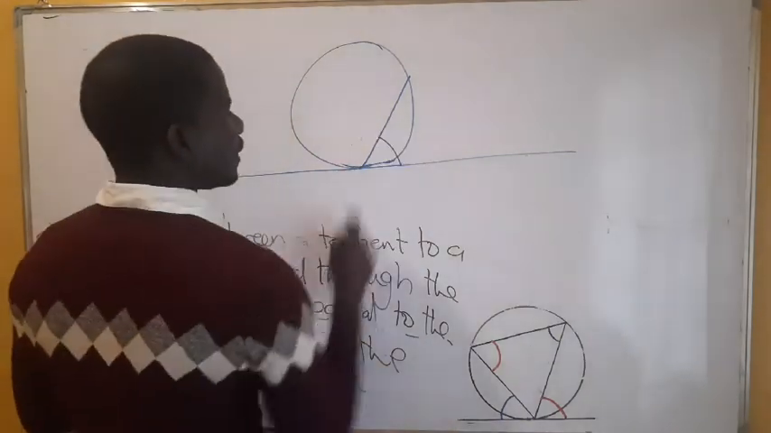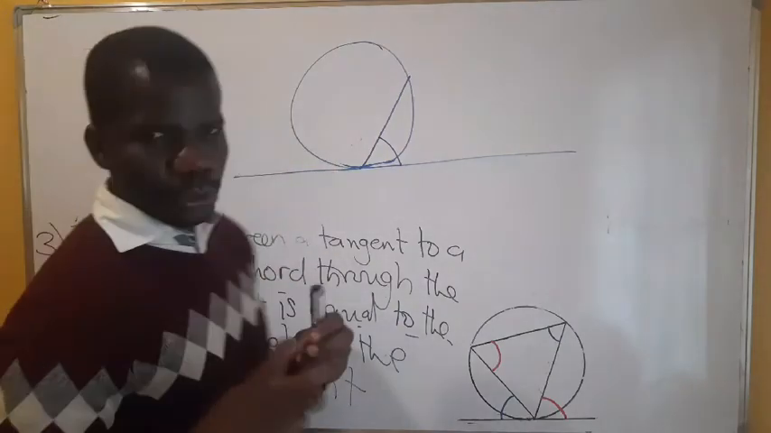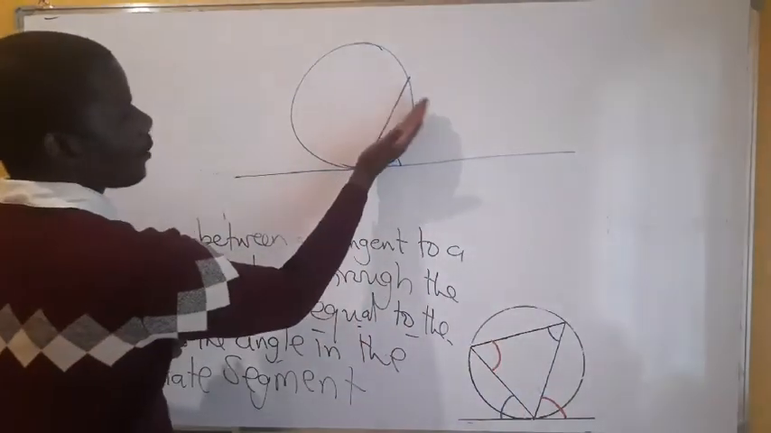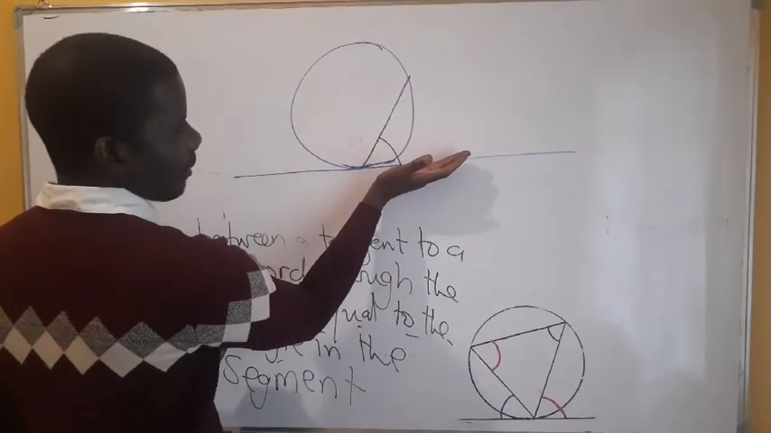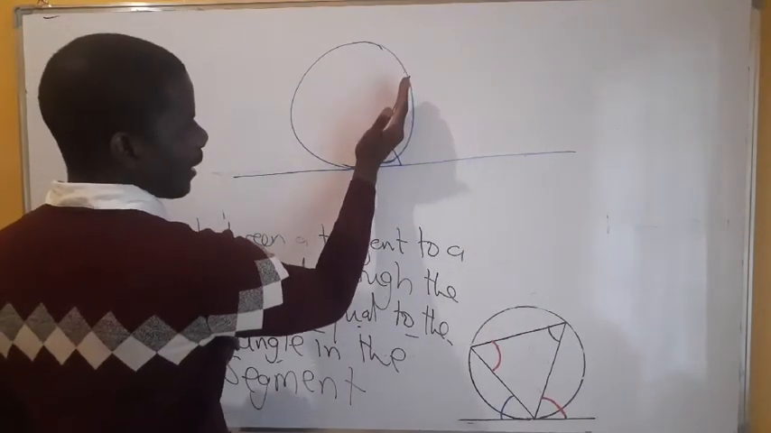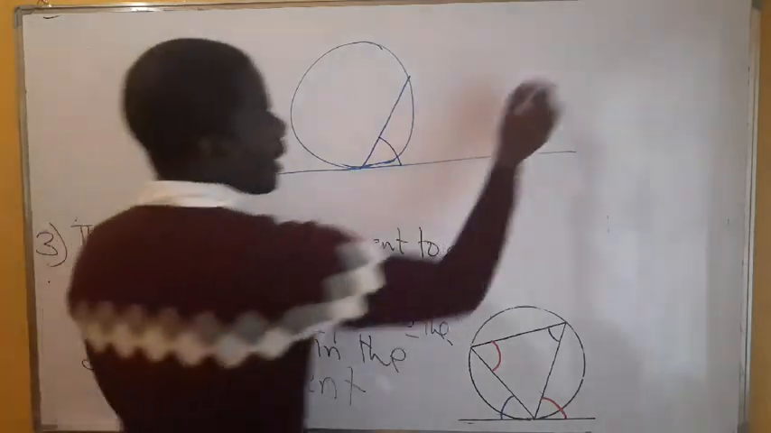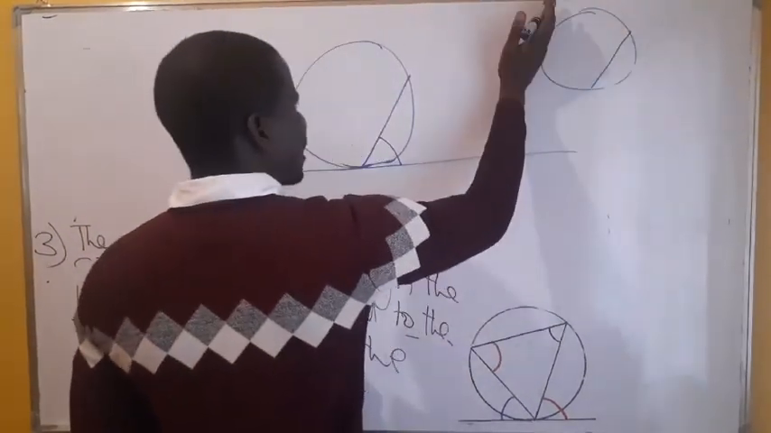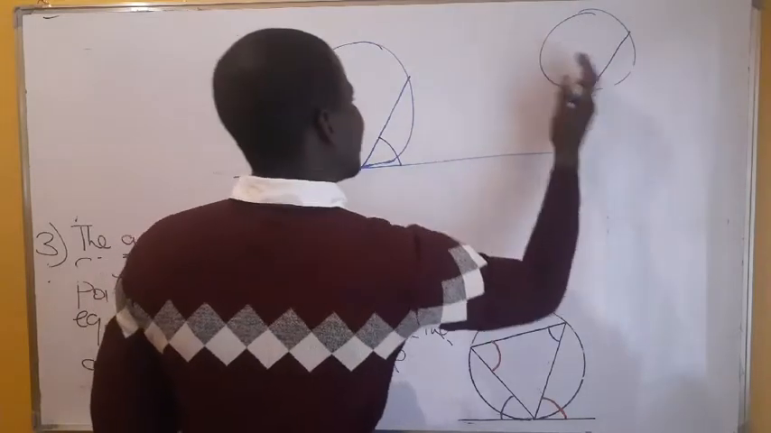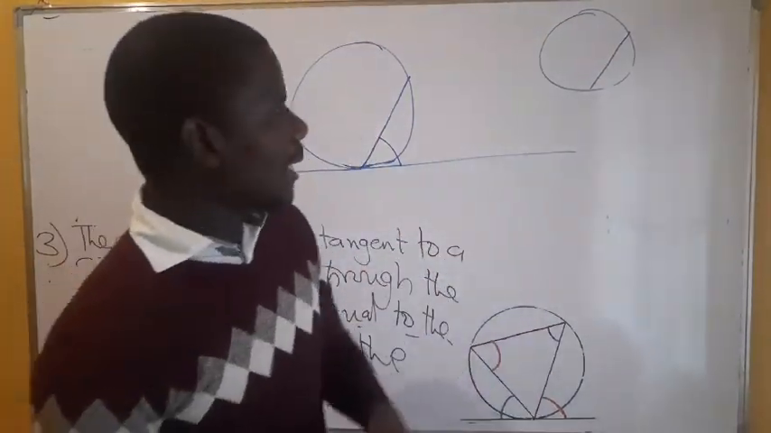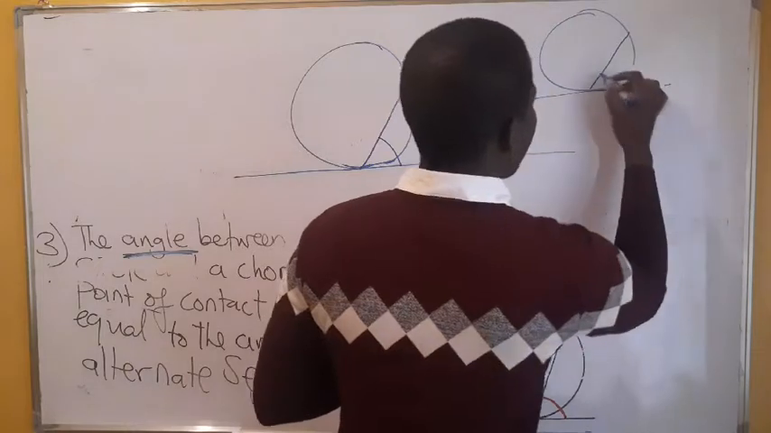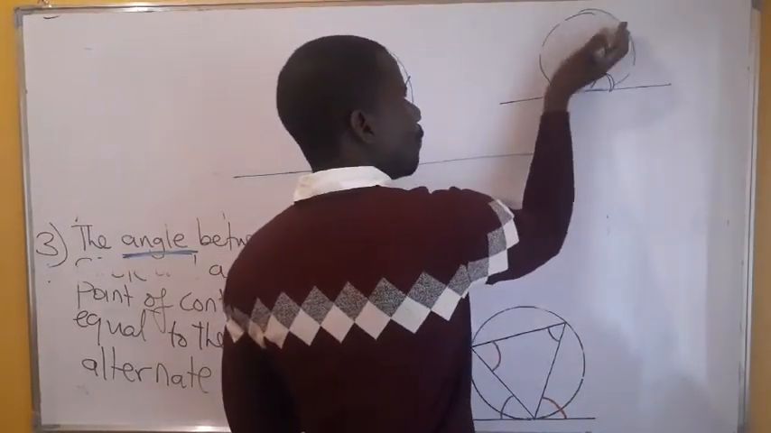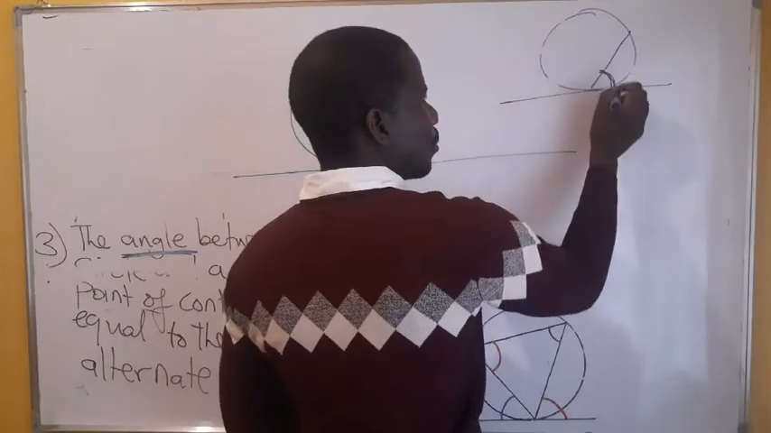So this chord has divided the circle into two segments. One segment is this one, which is closer to the tangent. This circle has been divided into two segments. There is this segment and this other one here. Now, the alternate segment that is being referred to here is this one. So any angle that is going to be formed in the alternate segment is equal to this one.